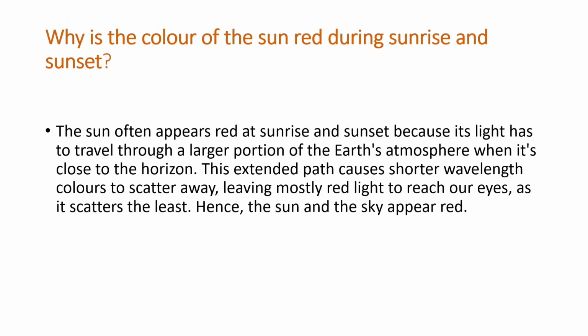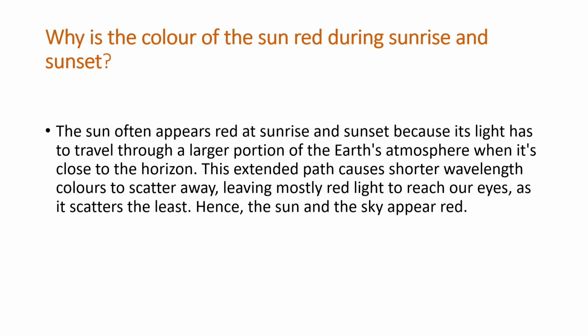Here we are going to see why the color of the sun is red during sunrise and sunset. This is because the light has to travel through a larger portion of the Earth's atmosphere. The extended path causes shorter wavelength colors to scatter away, so the longer wavelength red light reaches our eyes, as it scatters the least. That is the reason the sun and the sky appear red during sunrise and sunset.